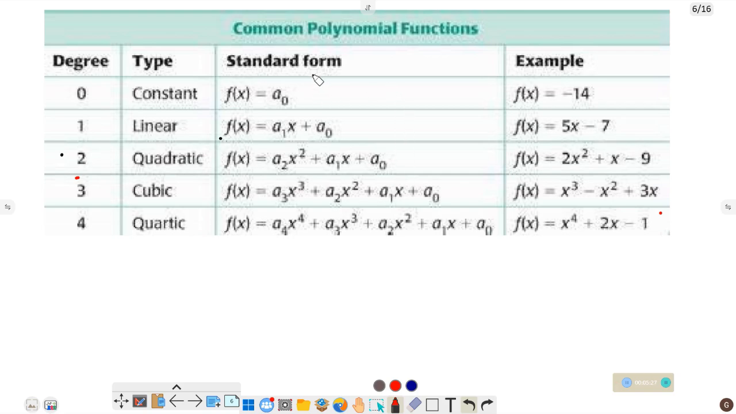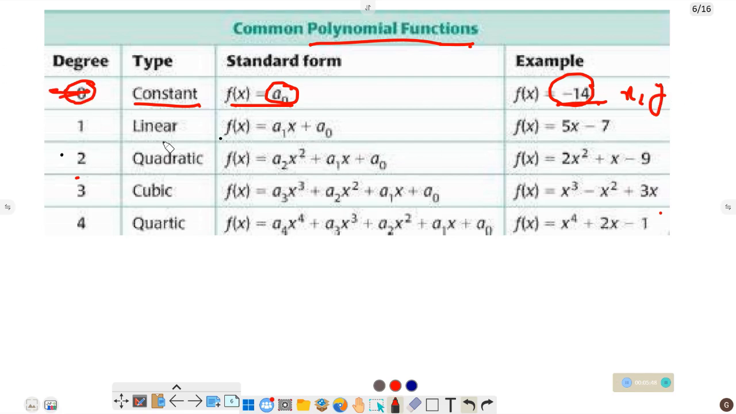Student, in this slide, we have discussed some standard forms of polynomials. So first we take constant polynomials. Its standard form is f(x) equal to a0. Okay, an example is f(x) equal to minus 14, because it has no variable like x and y, so that's why its degree is 0.